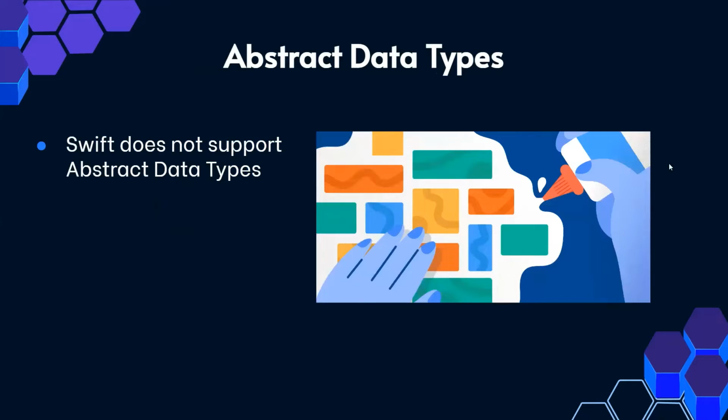So even though it has object-oriented programming, Swift does not support any abstract data types, since everything must be declared and has to have a distinct declared object. So you have to be specific every time you declare a new variable or data type.